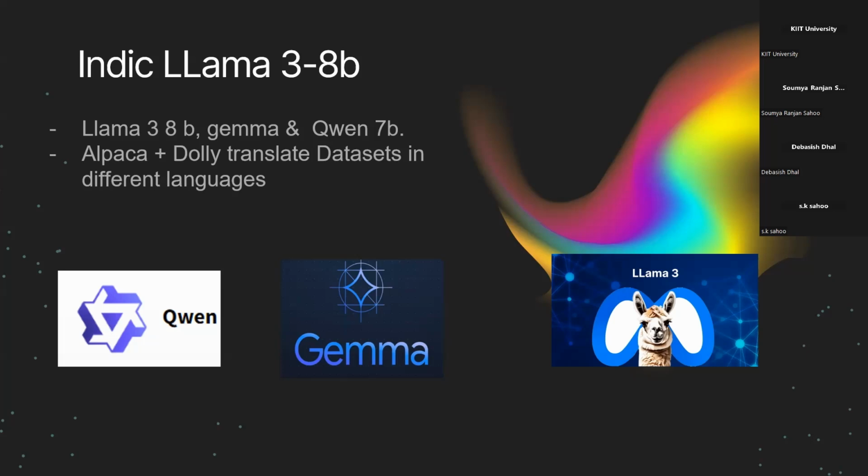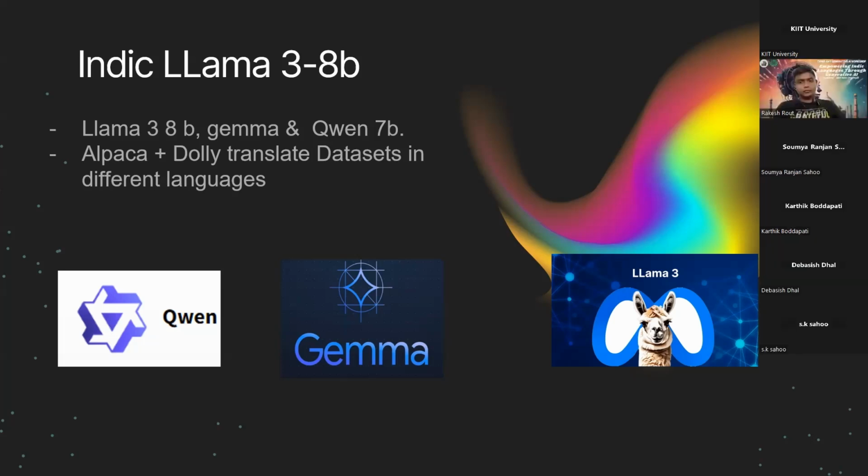Then Alpaca and Dolly, these two are datasets. Alpaca is an open source project based on the Llama model, designed to facilitate research and development in language modeling tasks. Alpaca also fine-tunes Llama with instruction-following capability using datasets like those developed by OpenAI. Dolly is a similar ChatGPT-like model developed by Databricks, built to follow instructions and generate conversational text. We translated the Alpaca and Dolly datasets into different languages.